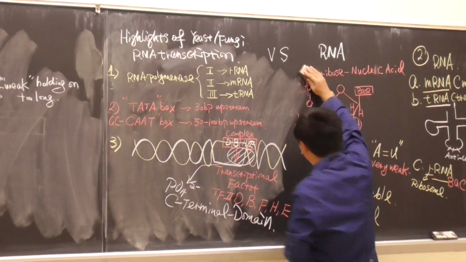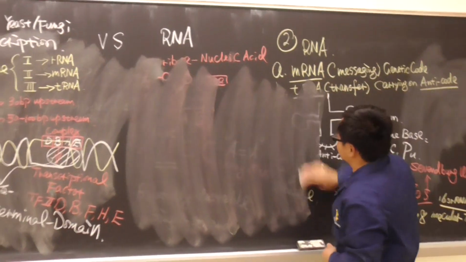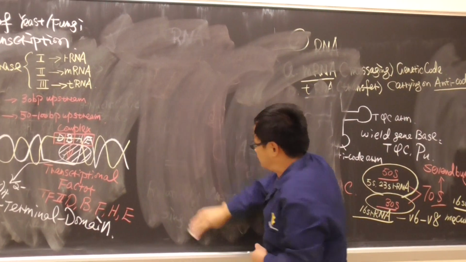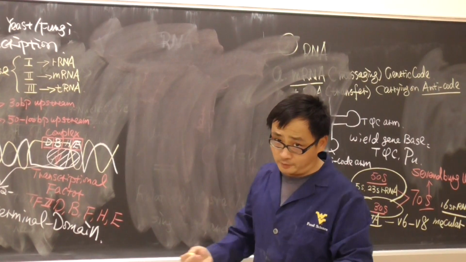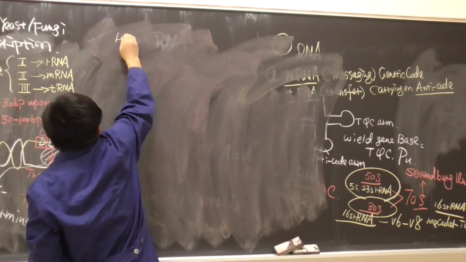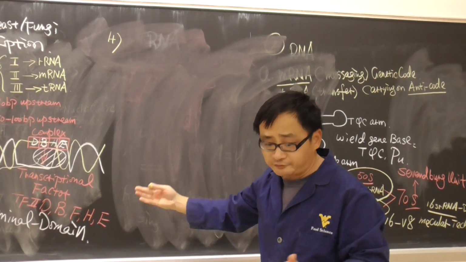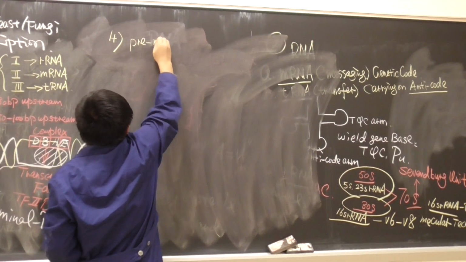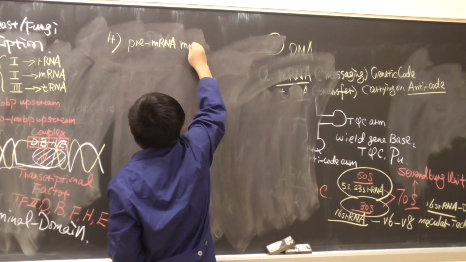How about the last difference? You know about that. I still remember almost 20 years ago, Dr. Zhou told us, and I believe you know about it. For eukaryotes, after transcription, we call it premature mRNA. They need to do some modification.